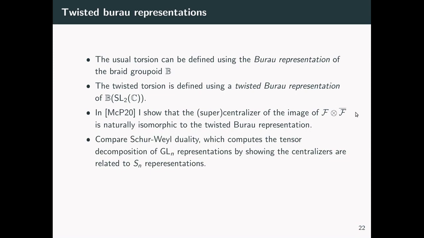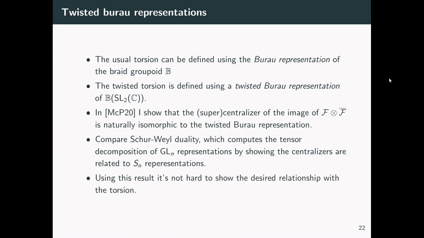This is a kind of, I even call it a Schur-Weil duality. Remember, Schur-Weil duality says that if you want to understand the tensor decomposition of GL_N representations, you show that the centralizers have something to do with symmetric groups, and then you get this correspondence. This is a similar kind of correspondence. Use a double centralizer theorem. Once you have this result, it's not too hard to show the relationship you want with the torsion. You can take some trace, and it's very easy to show that the trace you're taking is the same trace or determinant that you take in the Burau representation.